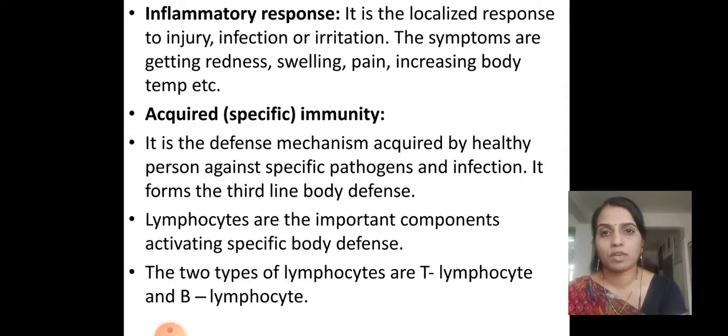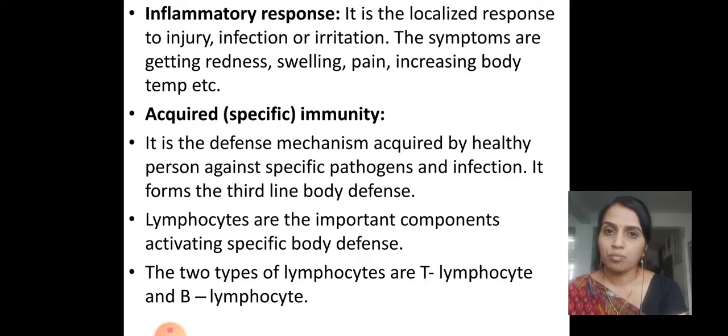Acquired or specific immunity. Next point is acquired or specific immunity. All the points we have learned till now are about the innate immunity, natural immunity, which we get from our birth. Now we are going to focus on the acquired immunity, the resistance power of the body, which the body has developed through experience in its lifetime. Because from birth the body has innate immunity, but that is not sufficient for the body to survive throughout life and avoid infection.